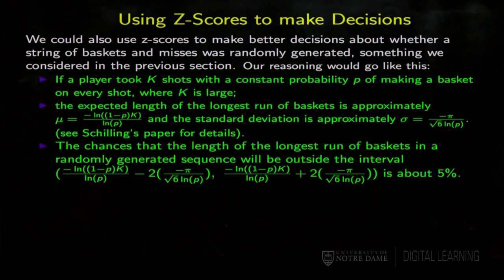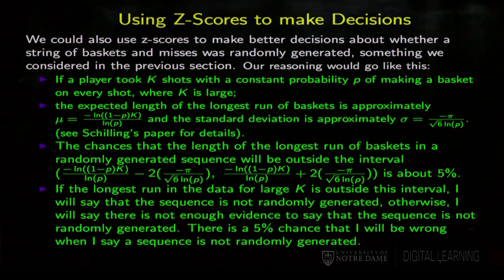So the chances that the length of the longest run of baskets in a randomly generated sequence will be outside the interval from 2 standard deviations below the mean to 2 standard deviations above the mean is about 5%. Now this distribution, this density, is not normal, but it's roughly normal. So that is still approximately 5%.